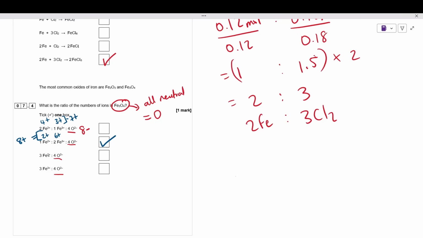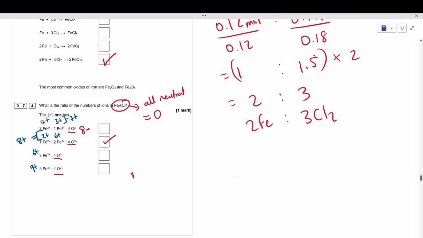Now, just to be sure, let's check the others to see. So 2 times 3, that's 6 plus, does not cancel out that 8 minus charge. And this is 3 times 3 is 9 plus, does not cancel out. So our answer is definitely the second box, which indicates to us that we have 1 iron 2 plus, 2 iron 3 plus, and our 4 O2 minus. So that's going to be our answer for that one. Okay? And the formula arises by counting the number of each that we have.